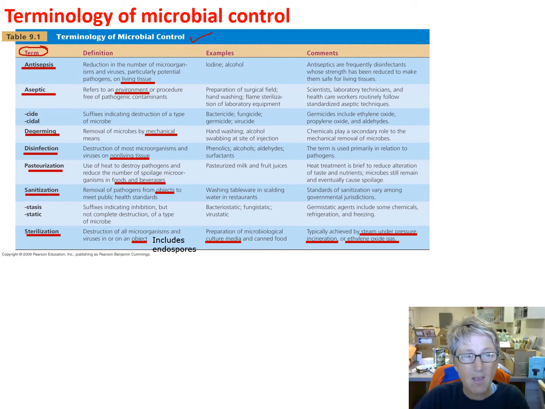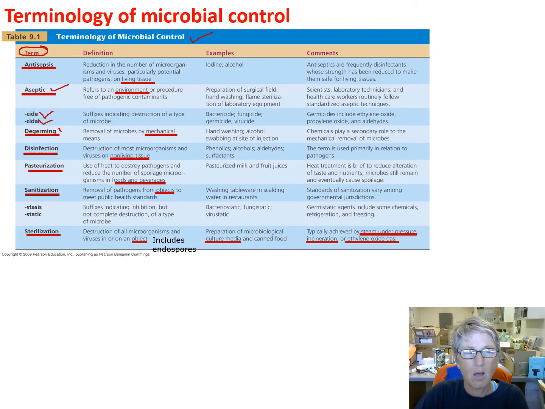The next term, aseptic, refers to an environment that's free of pathogenic contaminants. So that means if you have an aseptic desk, then that desk is free of pathogens. And then these are suffixes, side and sidal. So for example, a bactericide is a chemical that would destroy a certain type of microbe. So a viricide would destroy a virus.